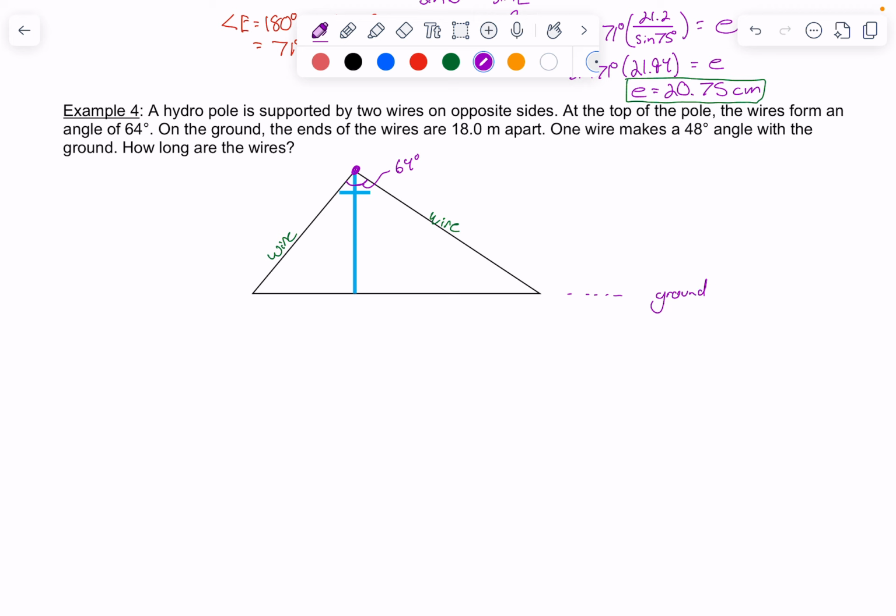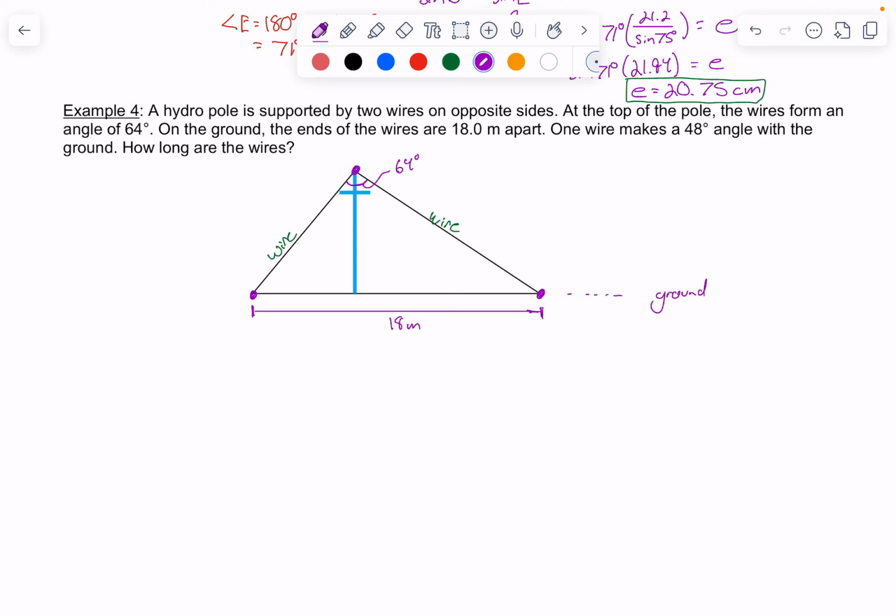So on the ground, the ends of the wire are 18 meters apart. So that means from right here, this vertex, to this vertex right here, this distance is 18 meters.